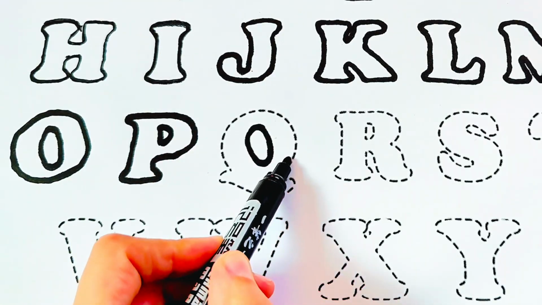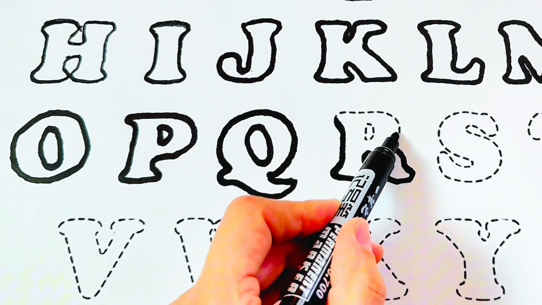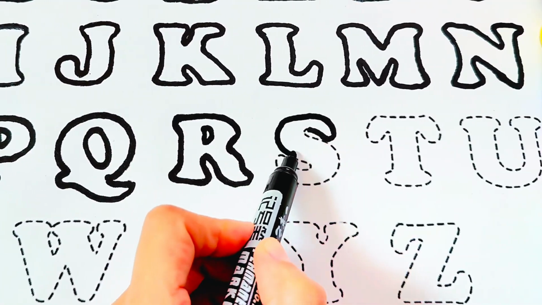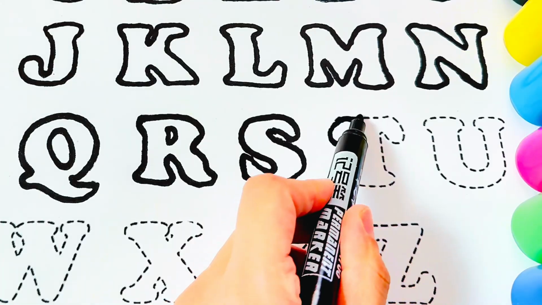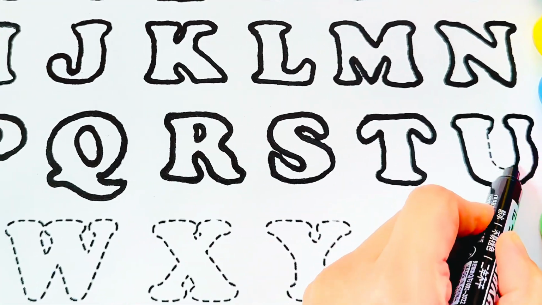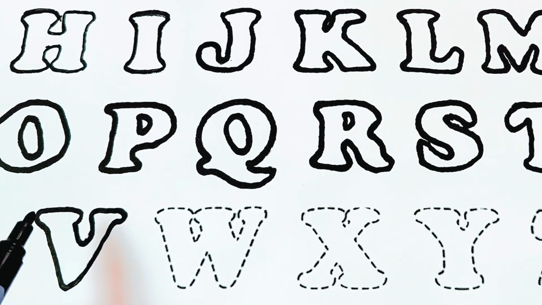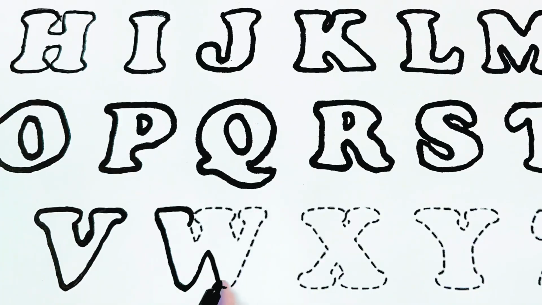E is for elephant. Q. Elephant. R. F is for friend. S. Friend. G is for grass. T. U. Grass. H is for horse. V. Horse. W.